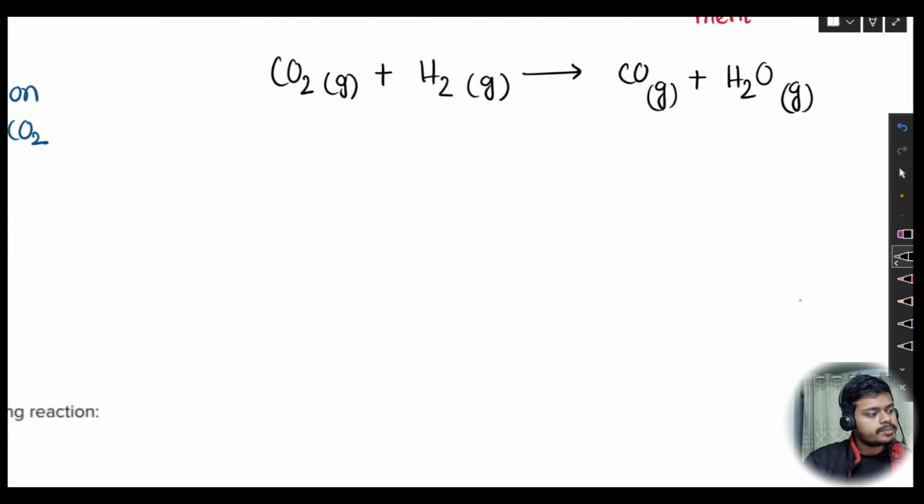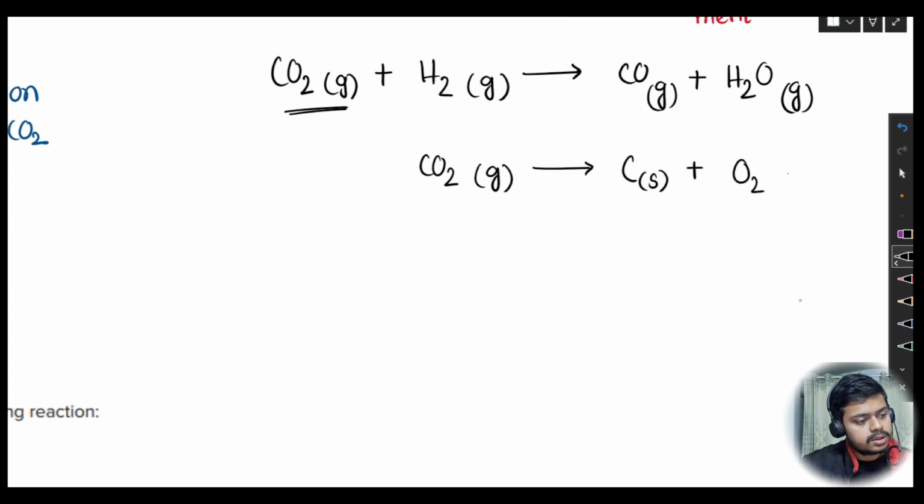For carbon dioxide, we have just written the heat of formation reaction, in which carbon dioxide is a gaseous molecule formed by the reaction between carbon and oxygen. Notice that I have written this reaction in the opposite way than before. Why? Because carbon dioxide is in the reactant part of this chemical reaction, so I have written its heat of formation reaction in reverse.